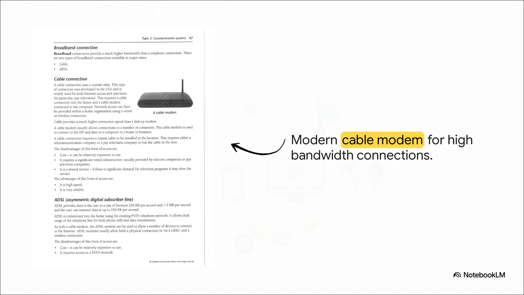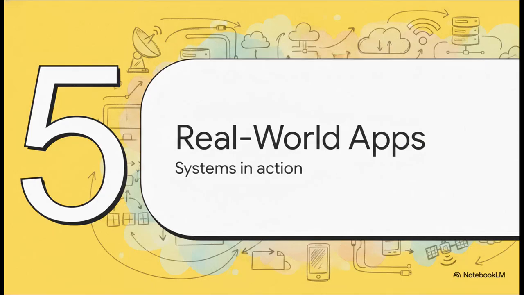But there is a catch. Cable broadband is often a shared service in your neighborhood. So if everyone on your street gets home at 5 p.m. and starts streaming video all at once, that massive spike in demand can actually slow down the service for everybody. And finally, Section 5, Real-World Applications, Systems in Action.